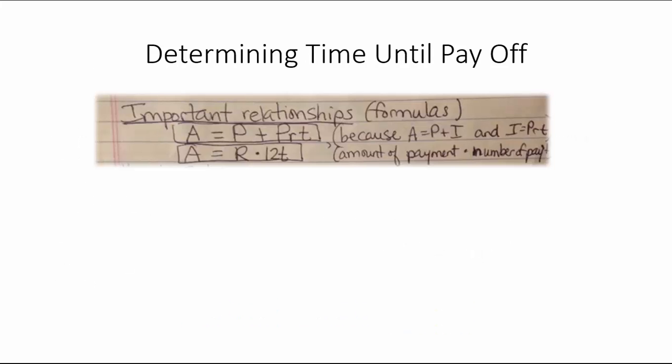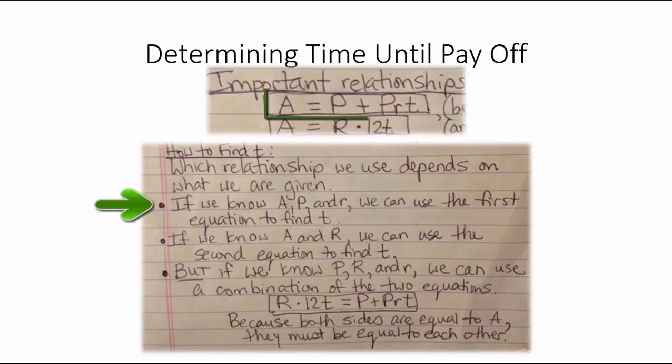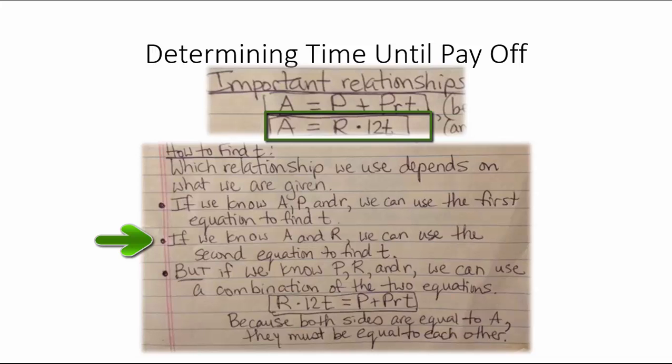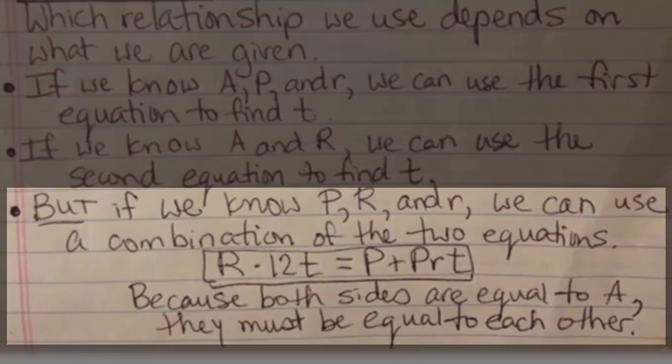Now let's talk about how to determine the time until payoff when we're given other information. We're still going to use the same two important relationships or formulas: A equals P plus PRT and A equals R times 12T. The way we find T is going to depend on what we're given. If we know A, P, and r, we can use the first equation to find T. If we know A and R, capital R, we can use the second equation to find T. But if we're given P, capital R, and little r, we have to use a combination of the two equations. Since A is equal to P plus PRT and A is equal to R times 12T, those two values have to be equal to each other. So we're going to use R times 12T equals P plus PRT.